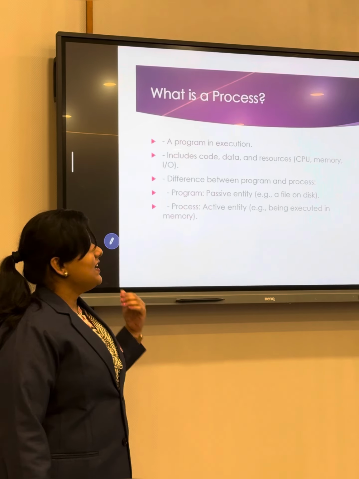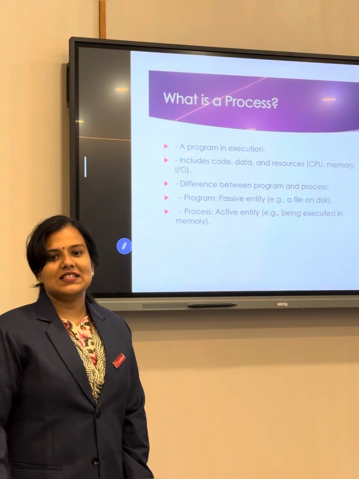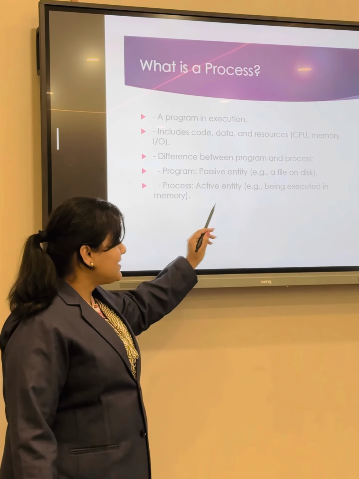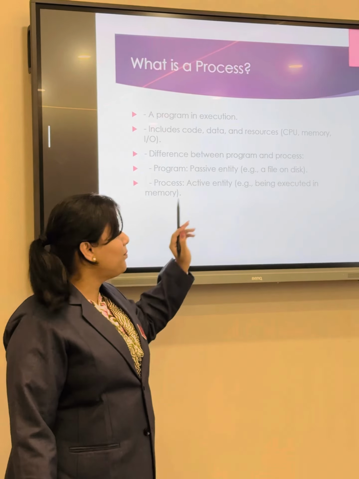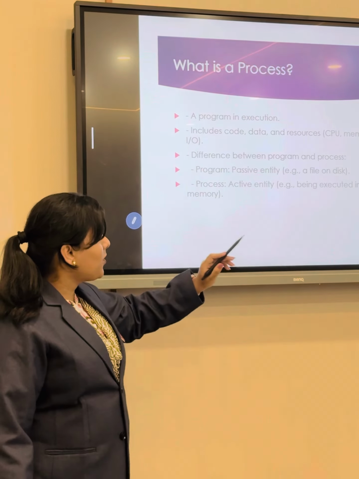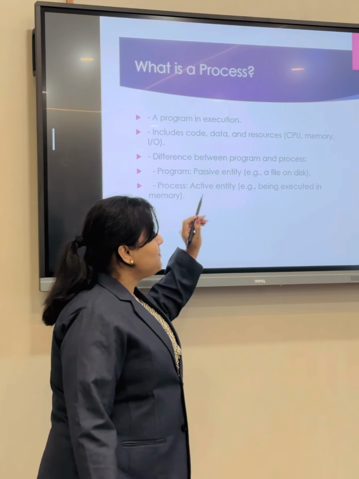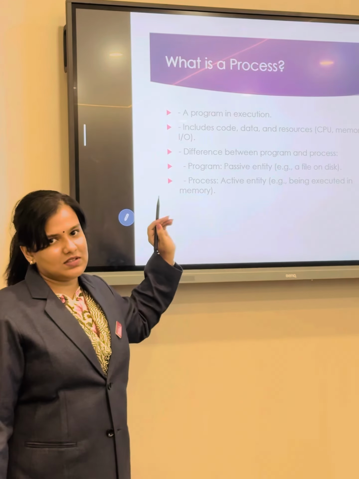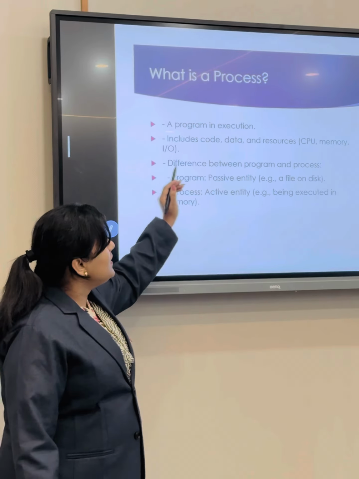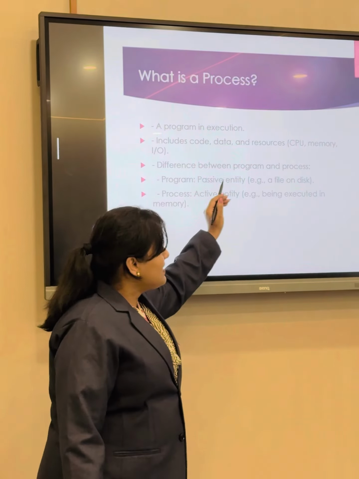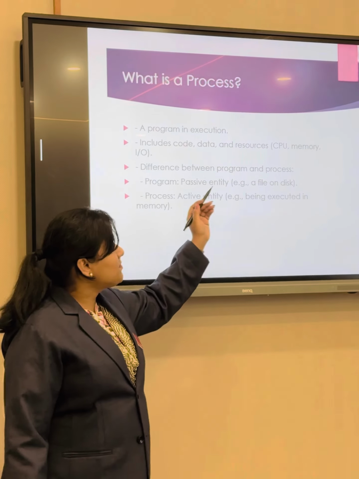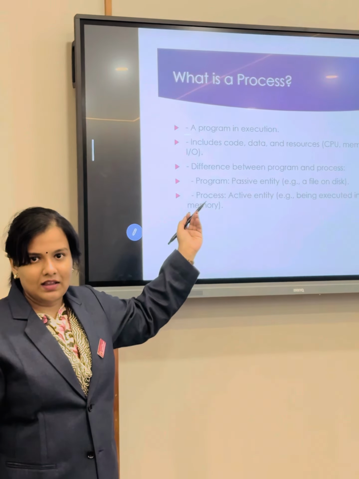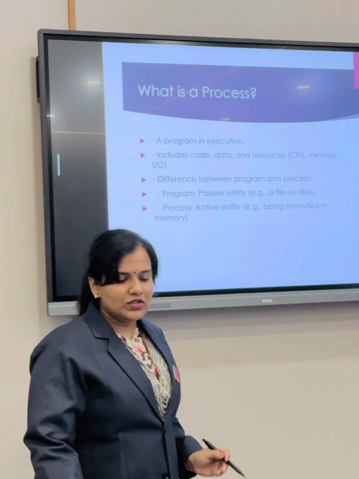Actually, a program is a passive entity and a process is an active entity. For example, a file on a disk is a program. When the file is being executed in memory, it converts into a process. So a process includes code, data and resources. The resources may be CPU, memory or input-output devices. Clear? Shall we move to the next slide?